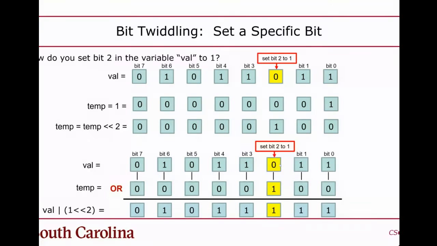Now if that bit was already set to 1, it will still be set to 1, and if it was set to 0, it will now be set to 1. So this is how you would turn a bit on. If the bit was already turned on, that's fine, it won't do any harm.